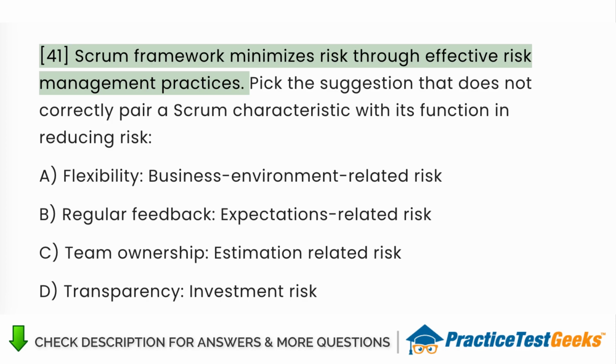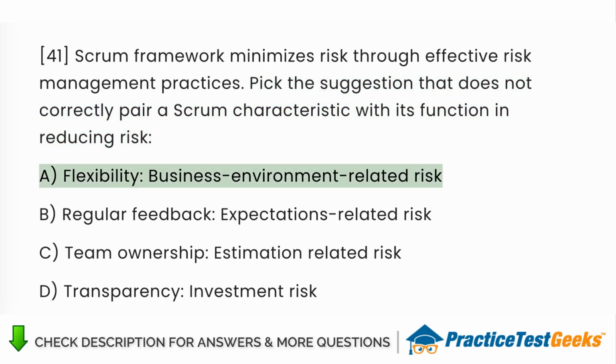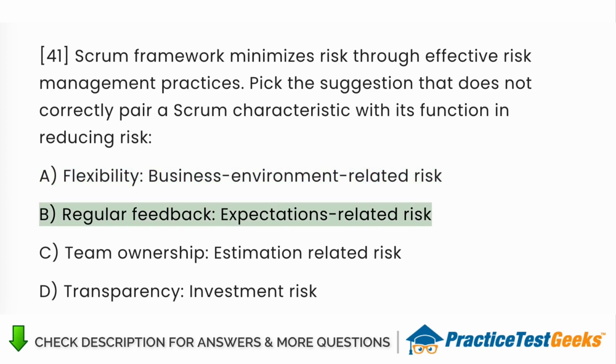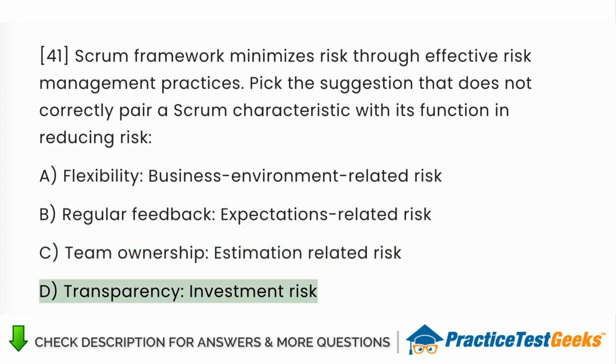Scrum framework minimizes risk through effective risk management practices. Pick the suggestion that does not correctly pair a Scrum characteristic with its function in reducing risk. A. Flexibility, business environment-related risk. B. Regular feedback, expectations-related risk. C. Team ownership, estimation-related risk. D. Transparency, investment risk.